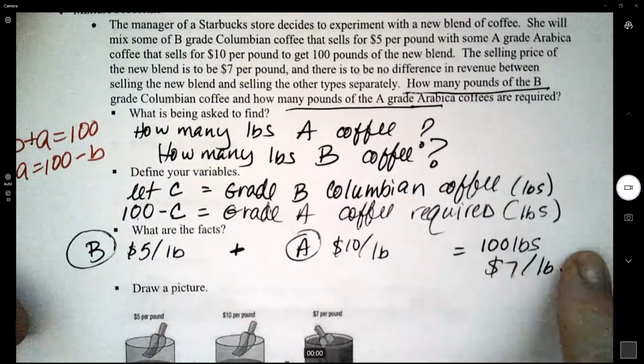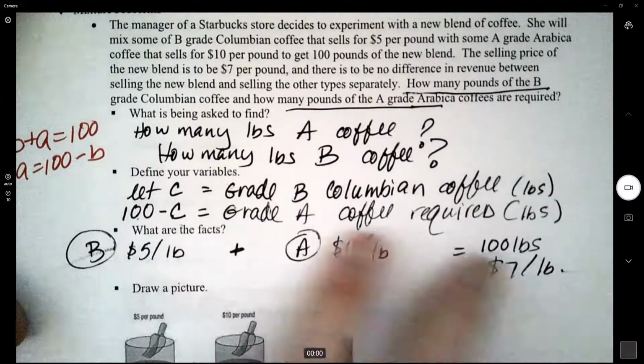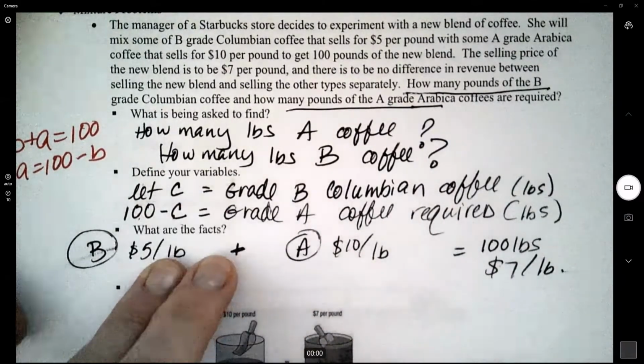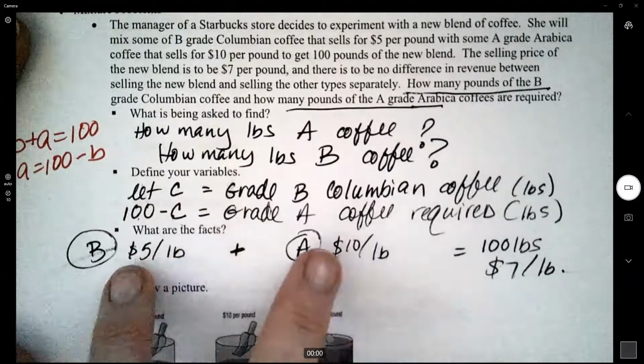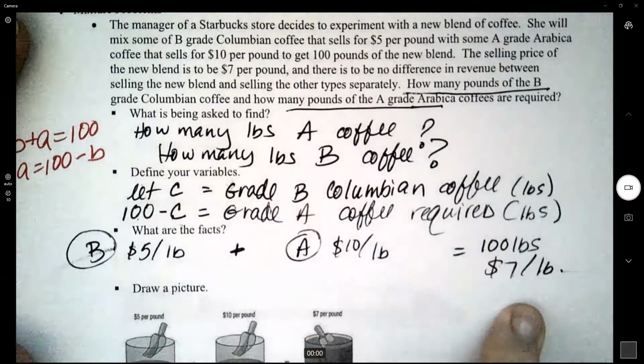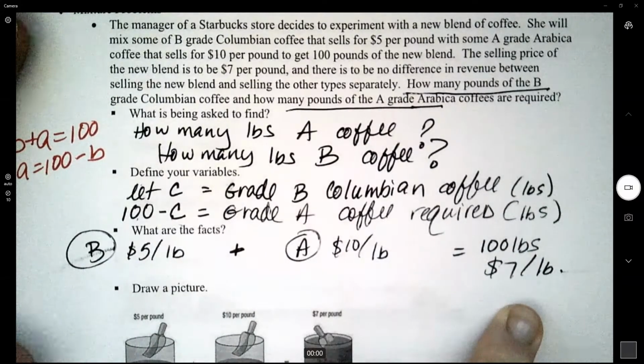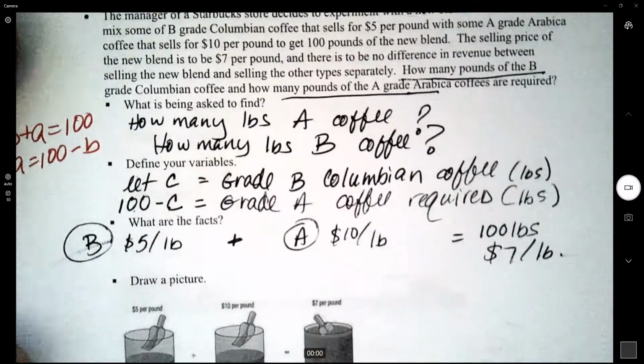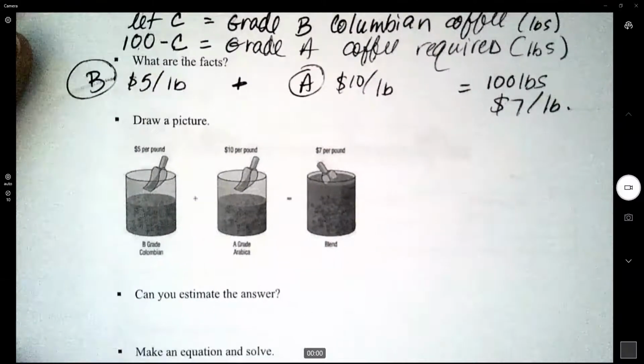So we have to come up with some sort of an equation using all of this information, but I haven't even entered in my variables yet. I just know that both these coffees are eventually going to add up to 100 pounds, which is at the $7 per pound mark. To give you a quick picture, I already drew one here.